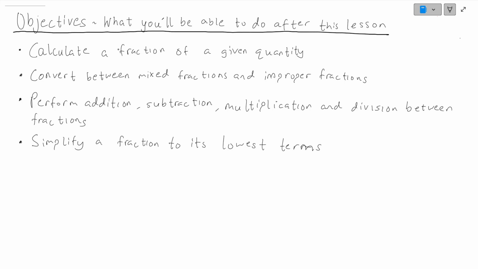Here's what you'll do in this lesson and what you'll be able to do after this lesson. You will be able to calculate a fraction of a given quantity. You will be able to convert between mixed fractions and improper fractions. You will be able to perform addition, subtraction, multiplication, and division between fractions. And you will be able to simplify a fraction to its lowest terms.